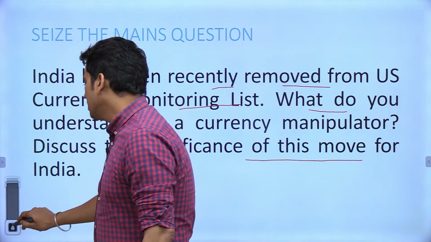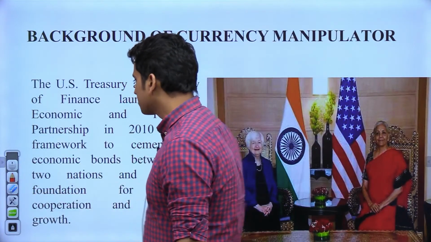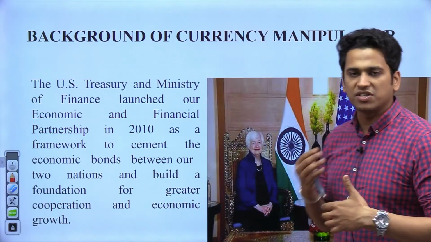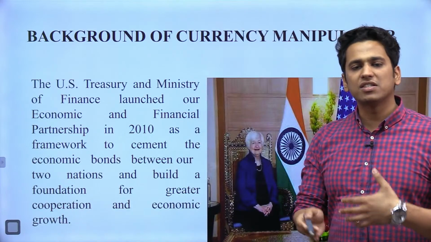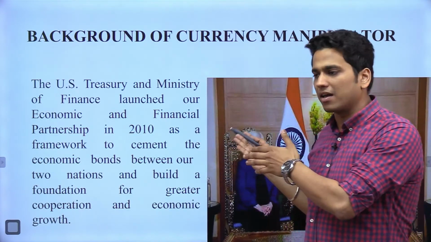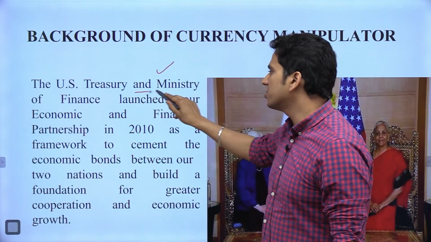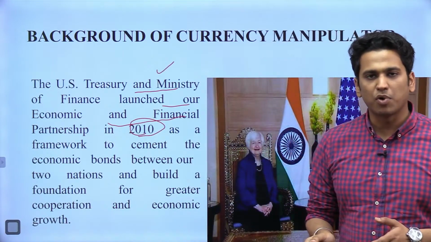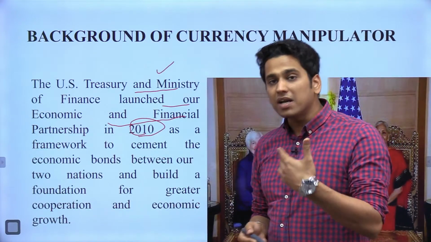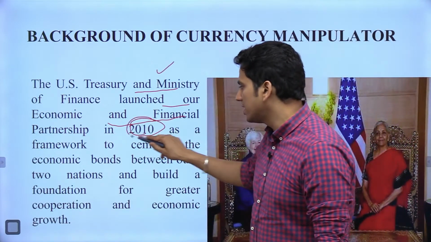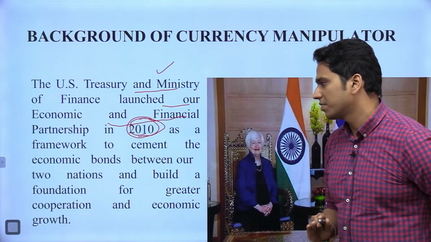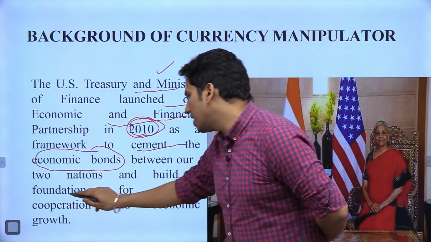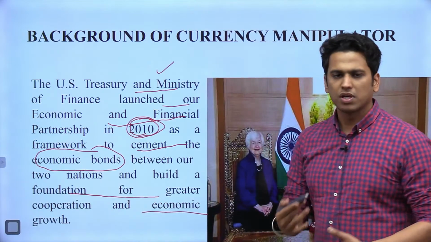So let me start the topic. First of all, you might have known that there was a recent meeting between our finance minister and the US Treasury. So this currency manipulation issue has come against this background. Now what is this background? The US Treasury and Ministry of Finance launched the economic and financial partnership in 2010. This is very important. Recently a meeting has taken place, but when did this start? It was started in 2010. It is a framework to cement the economic bond between the two nations and to build a foundation for greater cooperation and economic growth. So it is very simple.